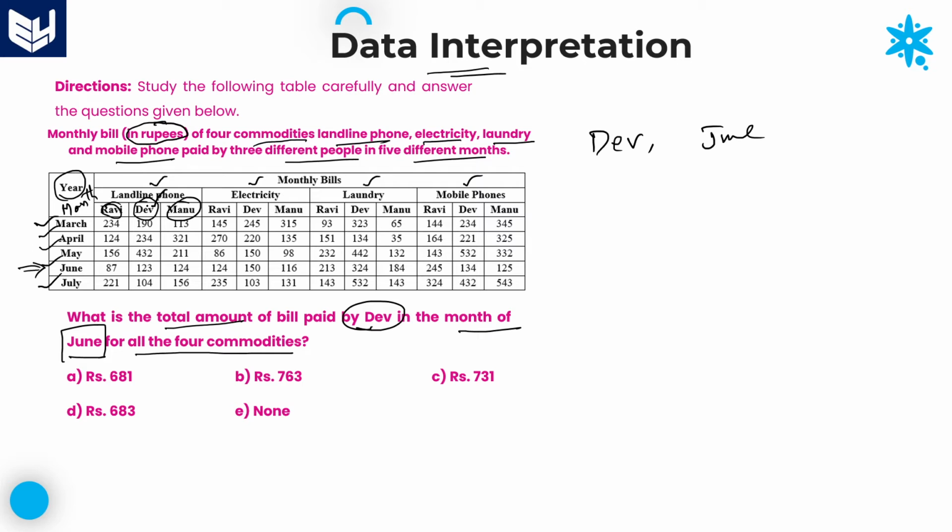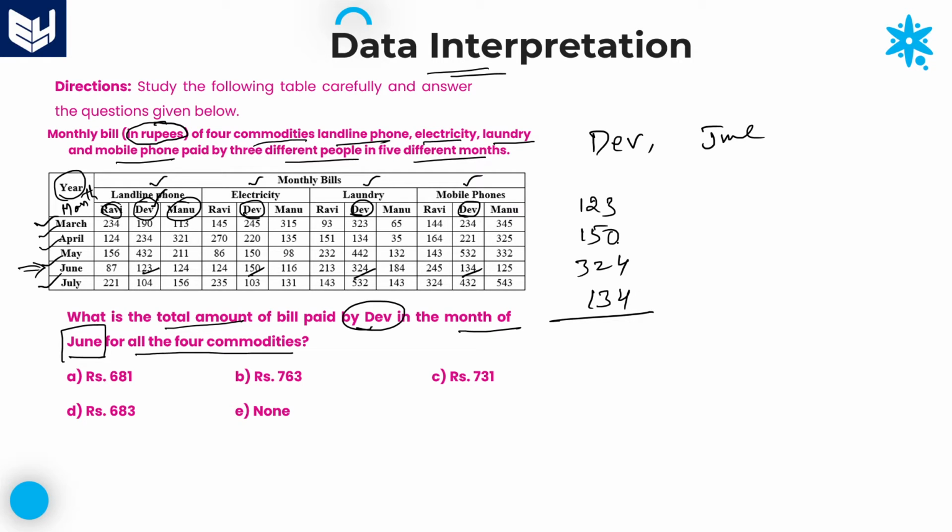Here, Dev is the middle person. For landline, the amount is 123. For electricity, Dev's value in the month of June is 150. Coming to laundry, Dev's value is 324. And the last one, mobile phones, Dev is 134. Now you can add all these values.